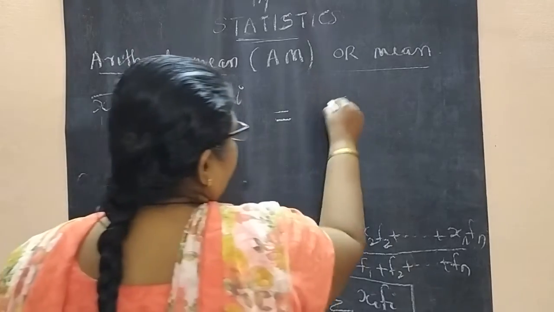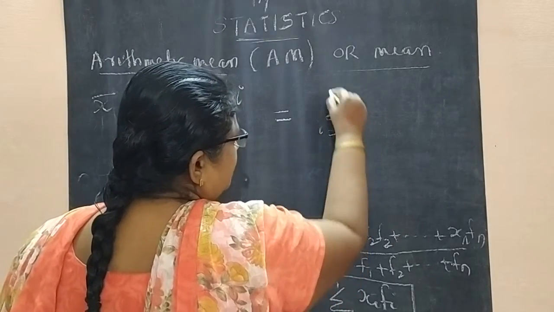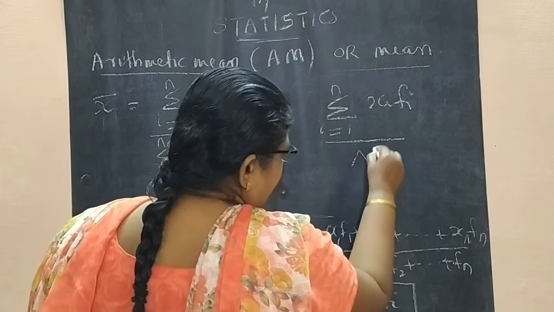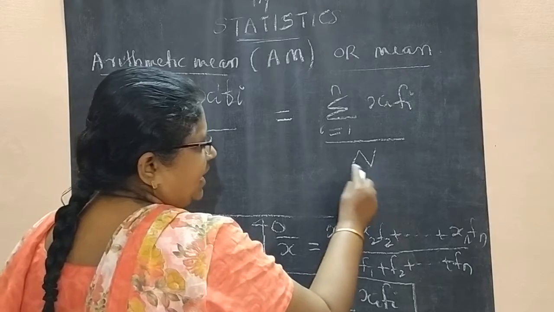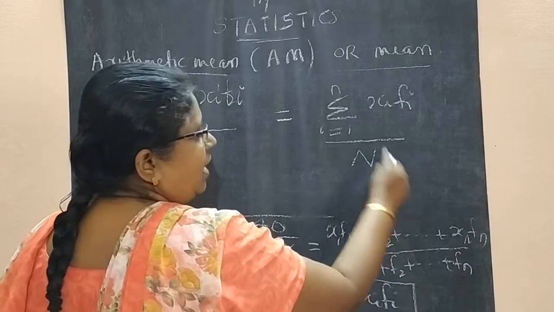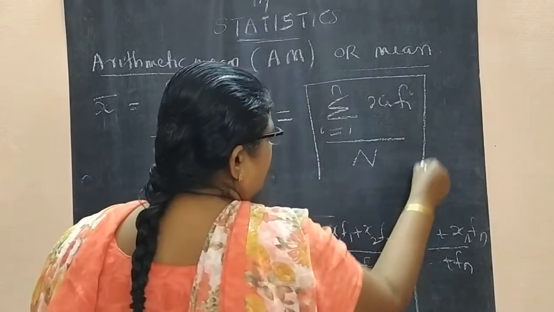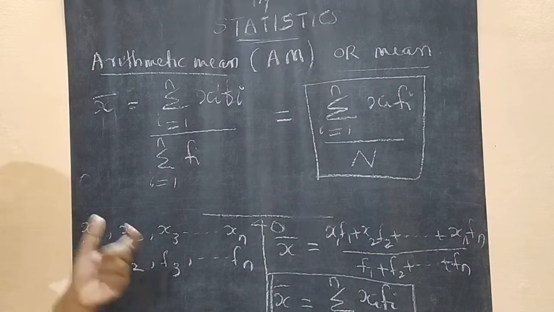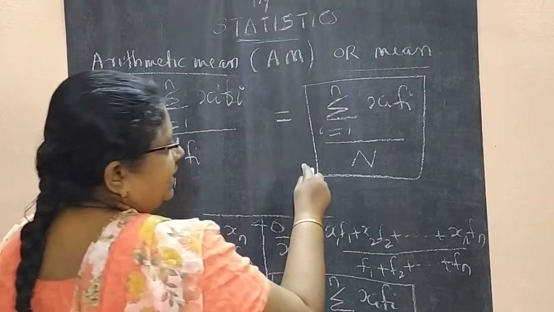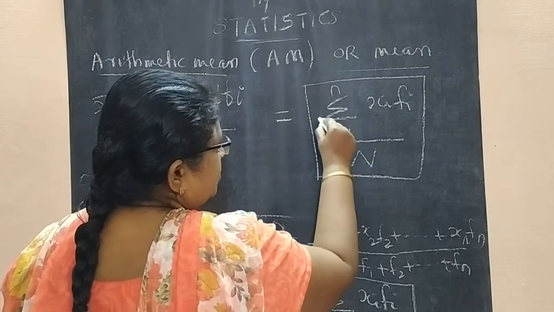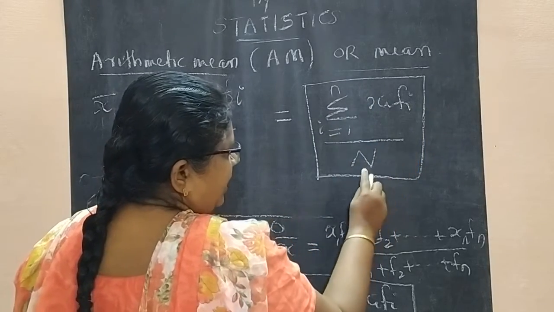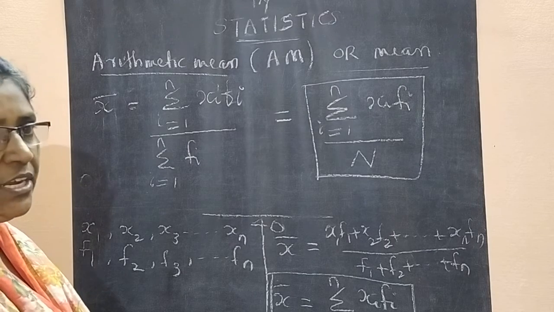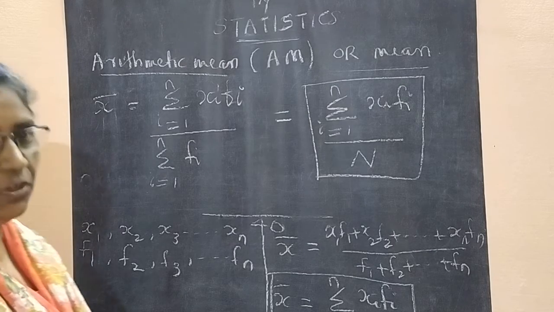Or this we can write once again as sigma i equals 1 to n of xi fi divided by capital N. Capital N means the sum of all the frequencies. So this is the mean formula. Second case, when observations are repeating, the mean formula is sigma i equals 1 to n of xi fi divided by capital N, where capital N represents the sum of all the frequencies.